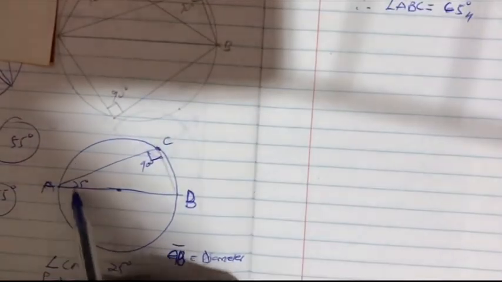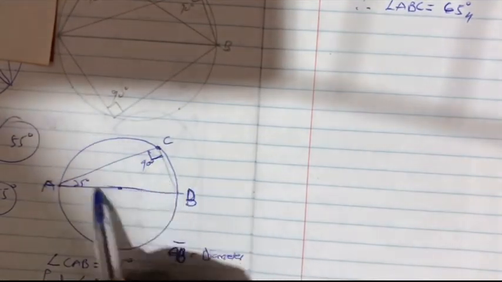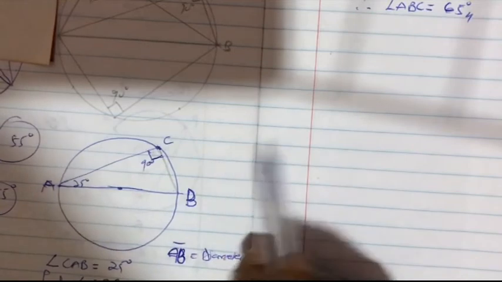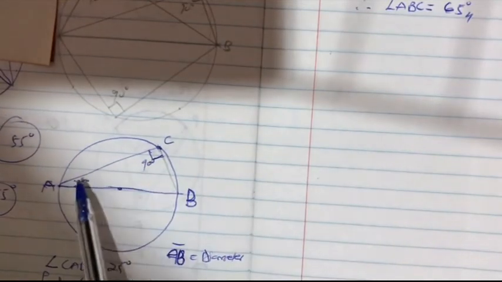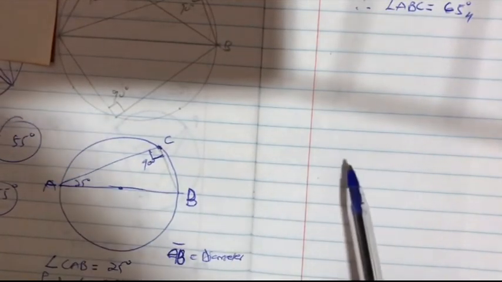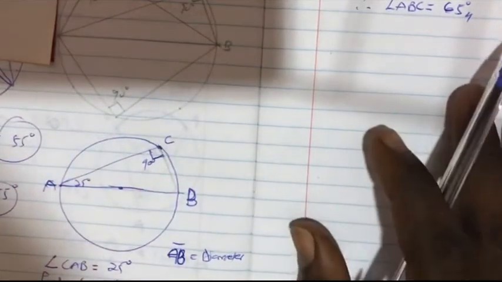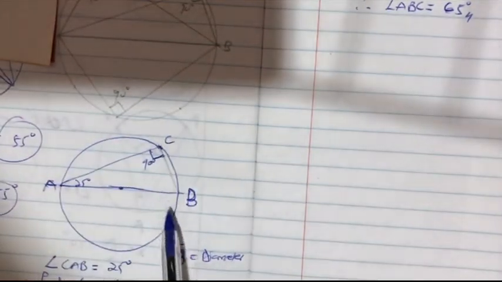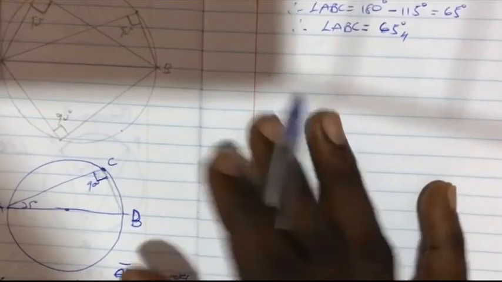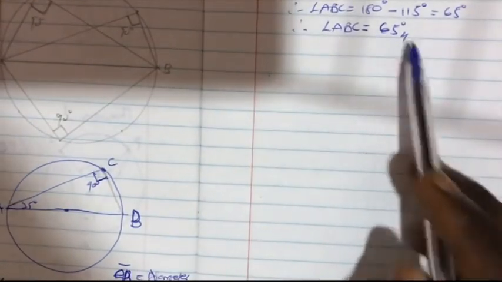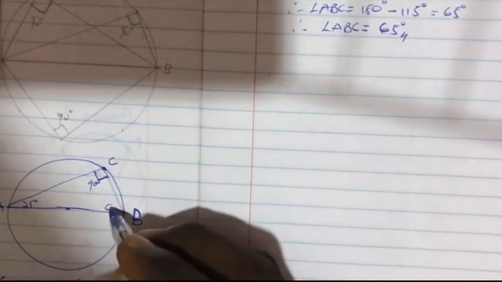Problem solved. Okay, so here we are saying that this plus that is 115, but the sum of the interior angles of a triangle is 180. So you need to equate this angle plus that angle to 180. Okay, and do change of subject, make angle ABC the subject, and then we arrived at this answer that angle ABC is 65 degrees. So therefore this is 65 degrees.